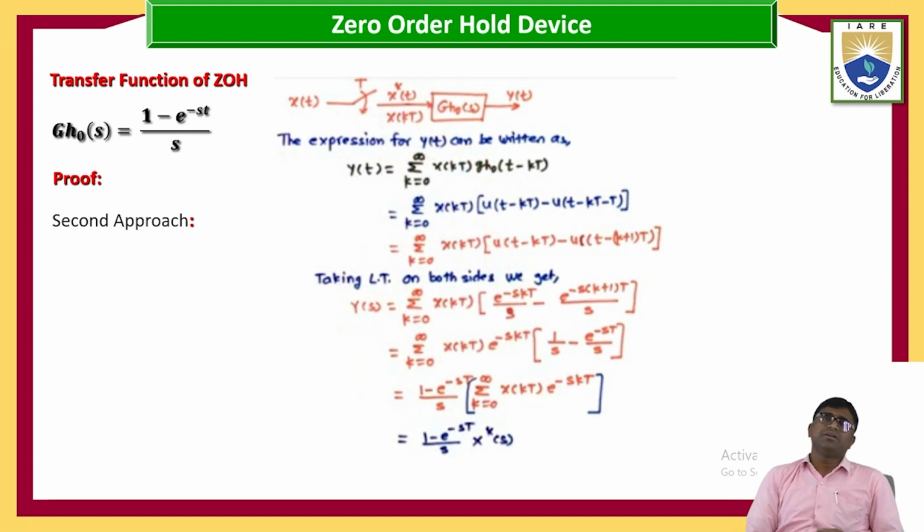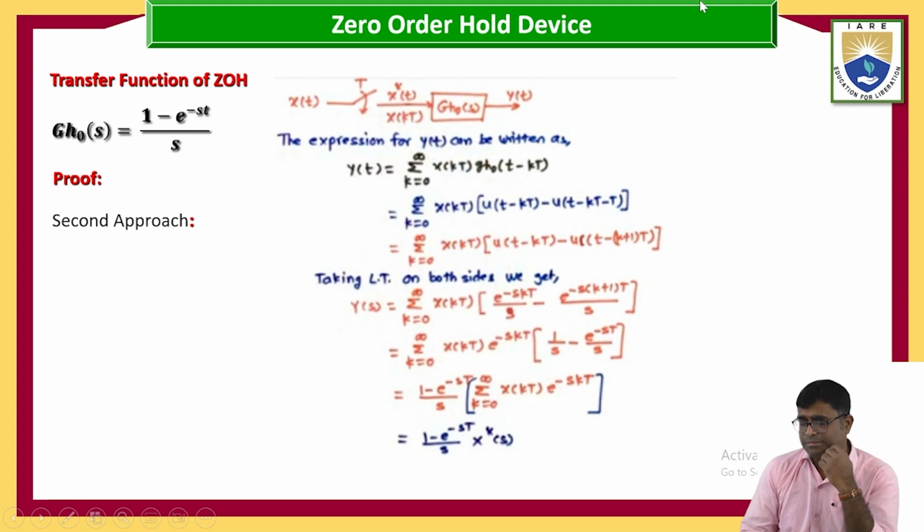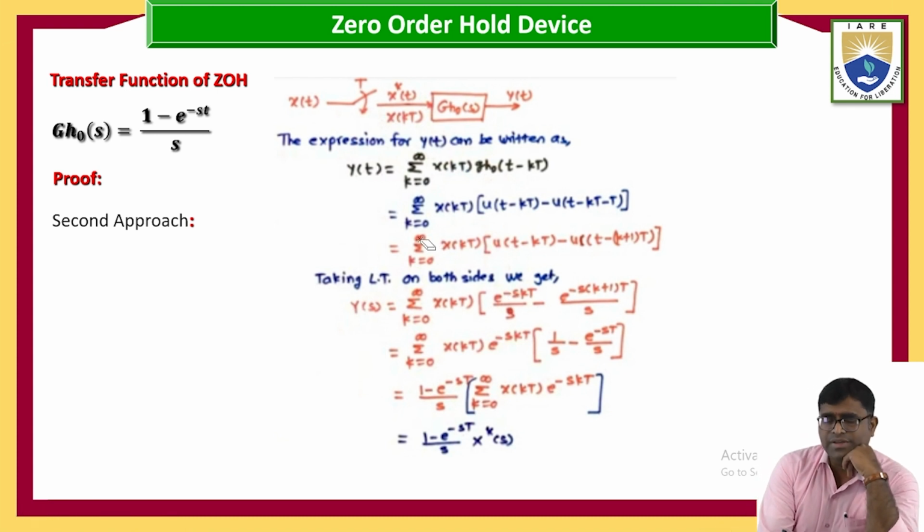What is the convolution function? That is nothing but you have to derive the equation from analog to digital. That's why we have to take the convolution equation. That is y of t equal to sigma k equal to 0 to infinity x of kT, g of t minus kT. We have to apply here.